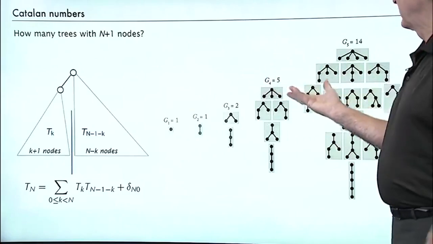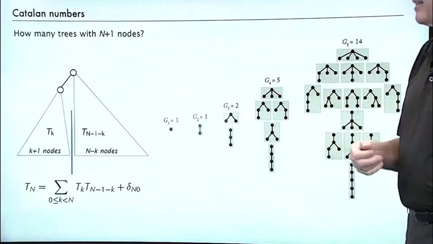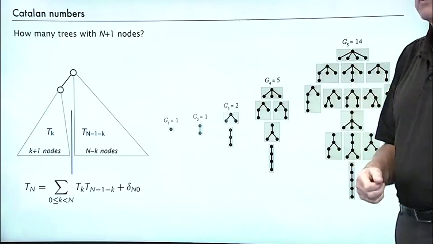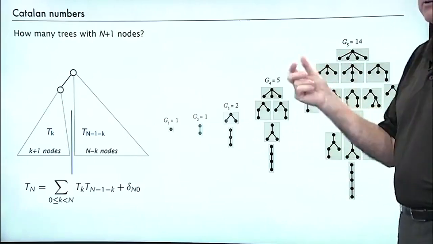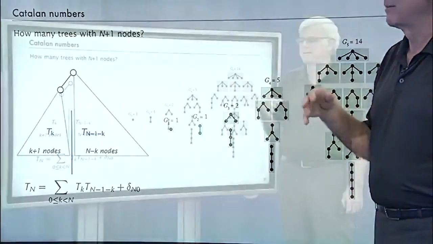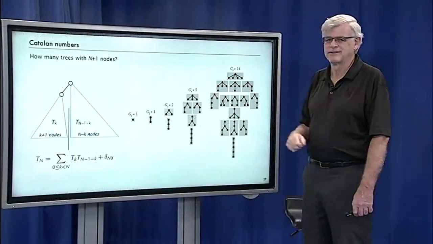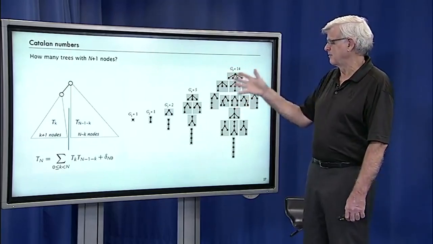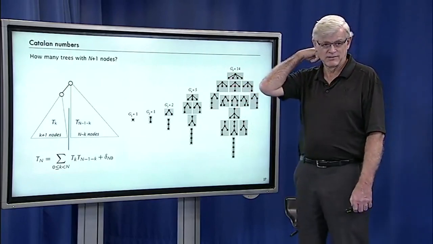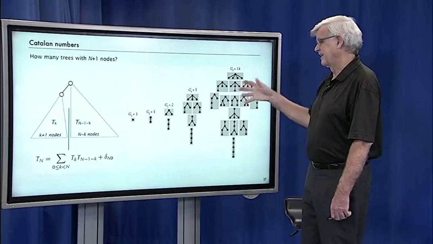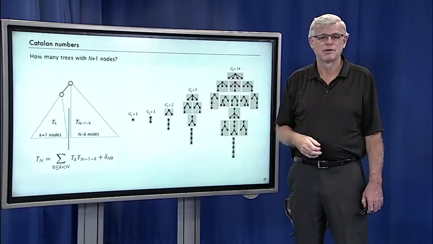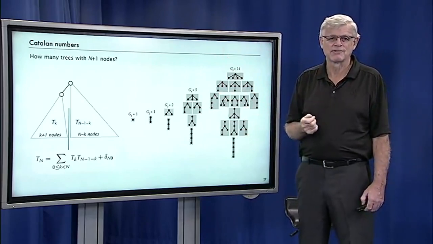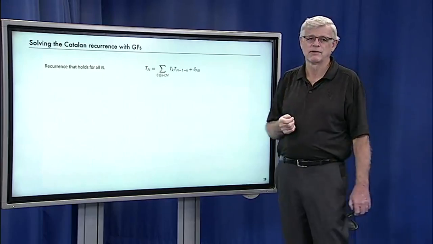Here's another one. How many trees with n nodes? A tree is a node connected to a forest of trees, to any number of trees, so it's not restricted to be just 2. And again, we'll talk in detail later in the course about trees and binary trees. But for now, I just want to point out all the possibilities and satisfies the same recurrence. So Catalan numbers describe a lot of combinatorial objects of interest.